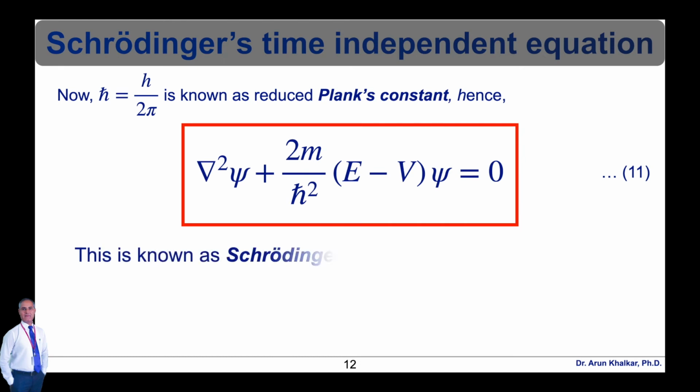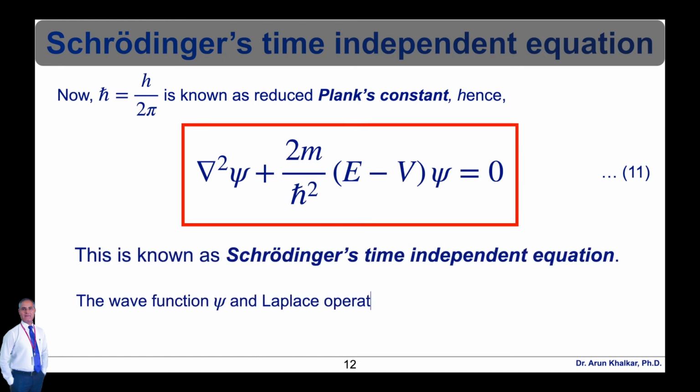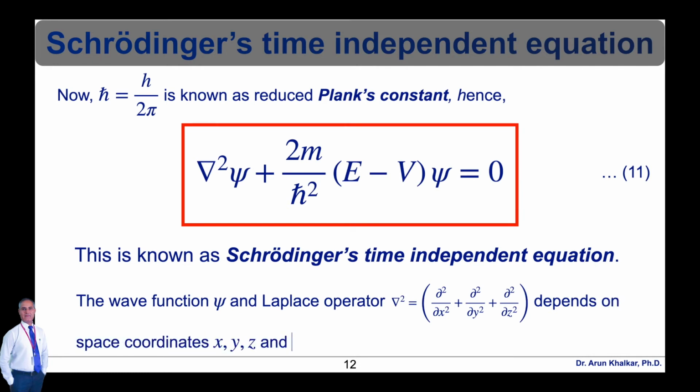The wave function ψ and the Laplacian operator, that is ∇² = ∂²/∂x² + ∂²/∂y² + ∂²/∂z², depend on the space coordinates, that is x, y, z, and do not depend on time. So it does not depend on time, that's why it is called Schrödinger's time-independent wave equation.